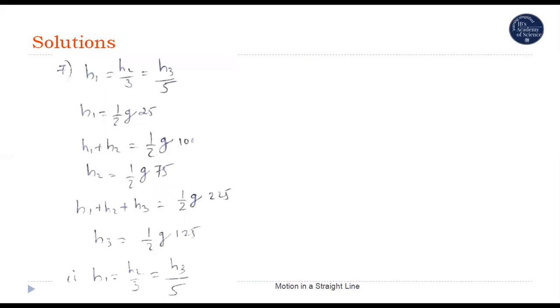7. h1 is equal to h2 by 3 is equal to h3 by 5. h1 is equal to half g into 5 square, that is half g into 25. Now, h1 plus h2 is equal to half g into 10 square. The total time is 5 plus 5, now 10. Half g into 10 square, that is half g into 100. h2 is equal to half g into 100 minus half g into 25, that is half g into 75.